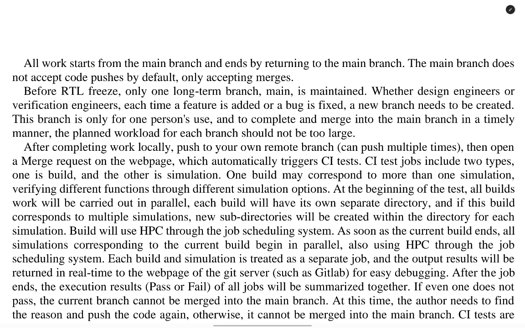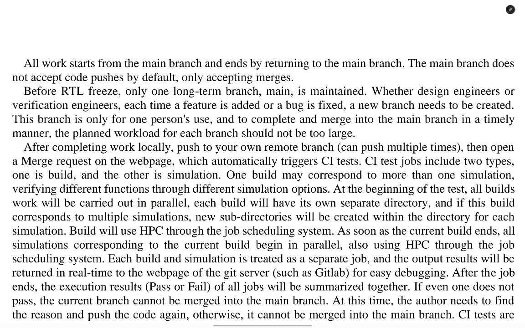And to complete the merge into the main branch in a timely manner, the planned workload for each branch should not be too large. So after completing work locally, push to your remote branch, which can be done multiple times, then open a merge request on the web page, which automatically triggers CI tests. CI test jobs include two types. One is build and the other is simulation. One build may correspond to more than one simulation, verifying different functions through different simulation options.